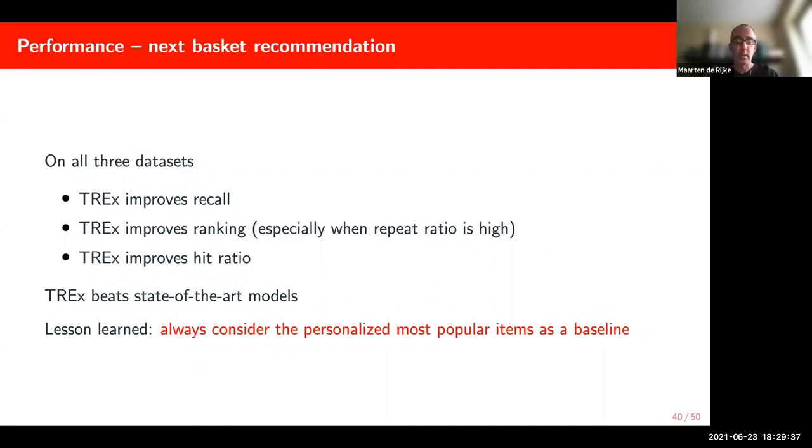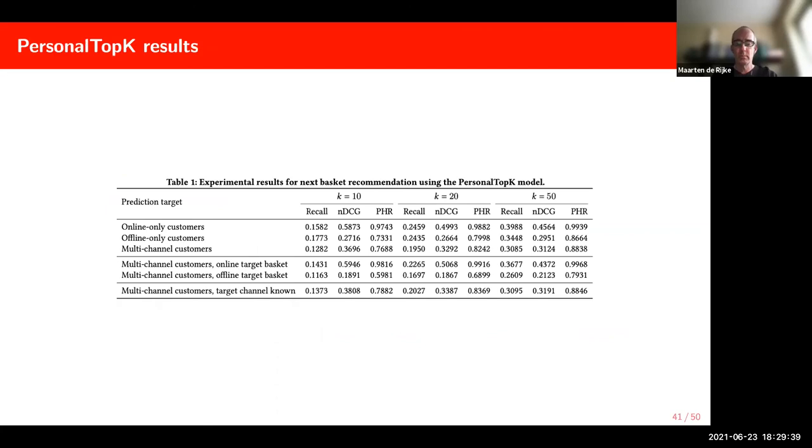So in the next line of work, that's what this is, all very much ongoing work. This is what we did with those online only customers, offline only customers, or multi-channel customers. With the multi-channel customers, you can also look at predicting their next online basket or predicting their next offline basket.